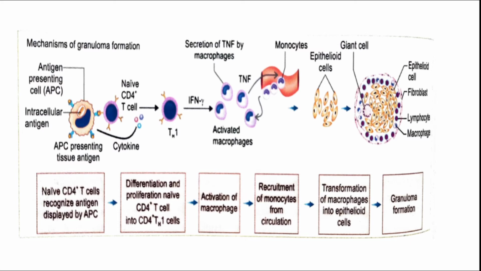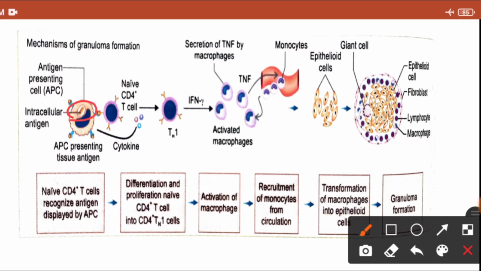It's very easy to understand, right? And it's a most important topic in pathology. So let's begin with the granuloma formation mechanism, granulomatous inflammation. So first of all, here you have the bacterial antigen, particularly tubercle bacilli, right? This is the tubercle bacilli.